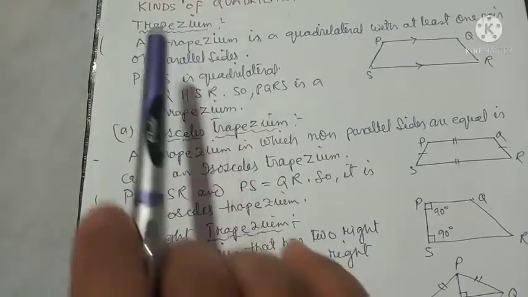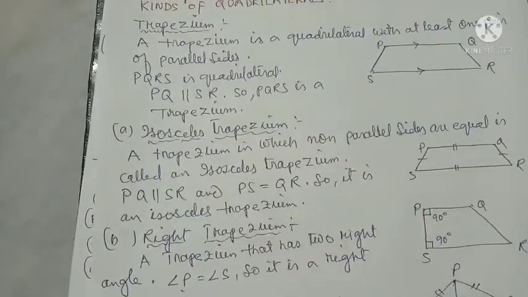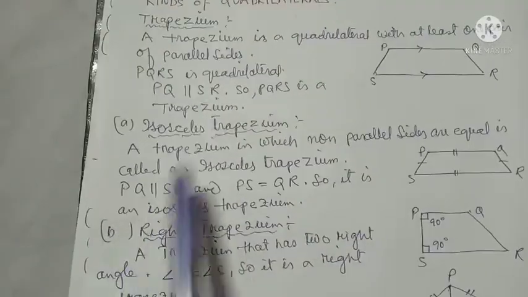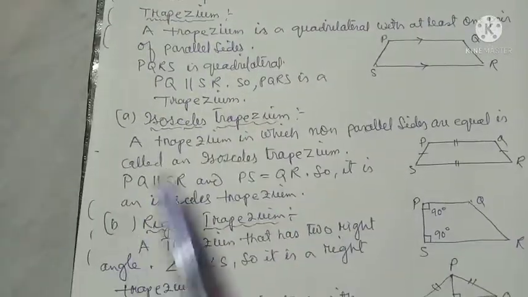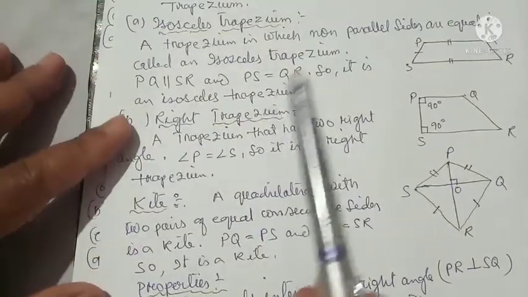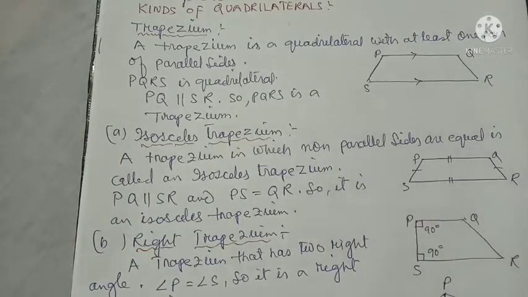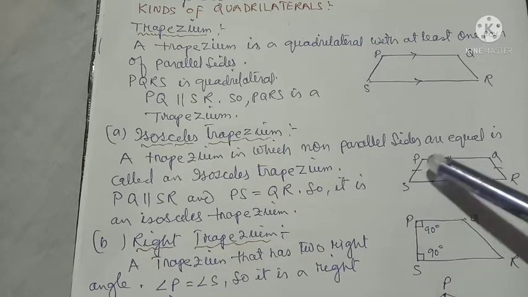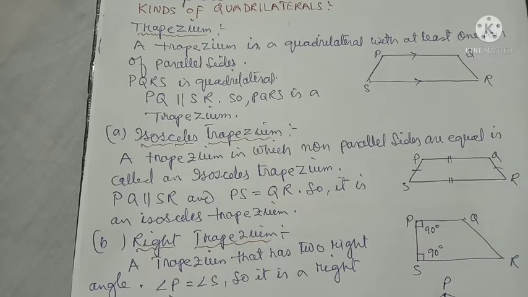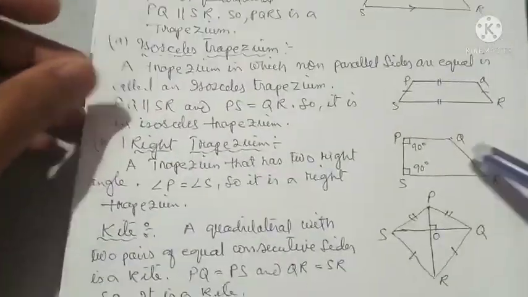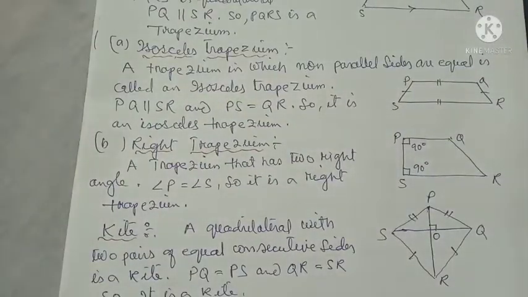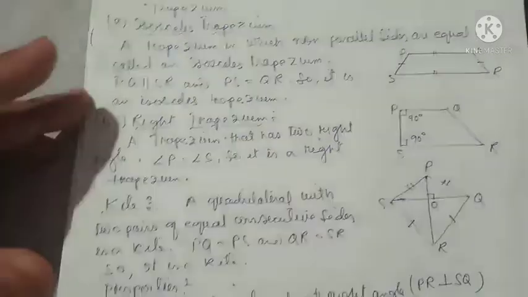Let's recall again. In the kinds of quadrilaterals, we have trapeziums. In the trapezium there are two types, one is the isosceles trapezium and one is the right trapezium. Trapeziums have at least one pair of parallel sides. In the isosceles trapezium, the non-parallel sides should be equal. And in the right trapezium, if there are two right angles, then that type of trapezium we call a right trapezium. So let's see the next, that is the kite.